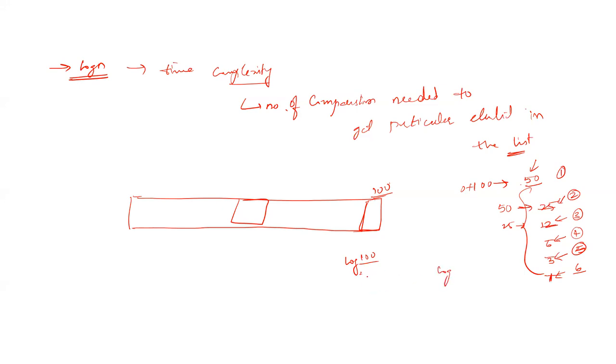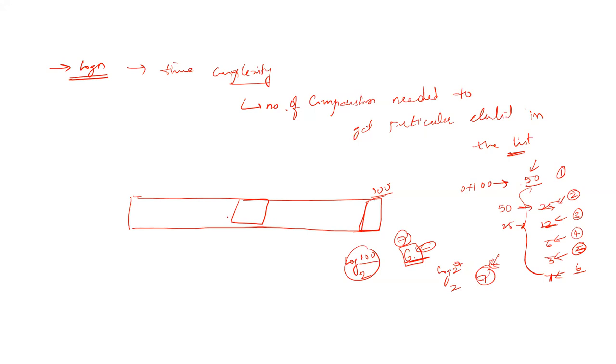Log of, this is based on 2. So what is the nearest value? 128, that is 7. So this is 2^7, I write. You can write 2^7 and the 7 comes. So the number of comparisons is 7 comparisons at most. We are going to get 6 point something value, but the at most value is 6. So that is the number of comparisons we are going to get.